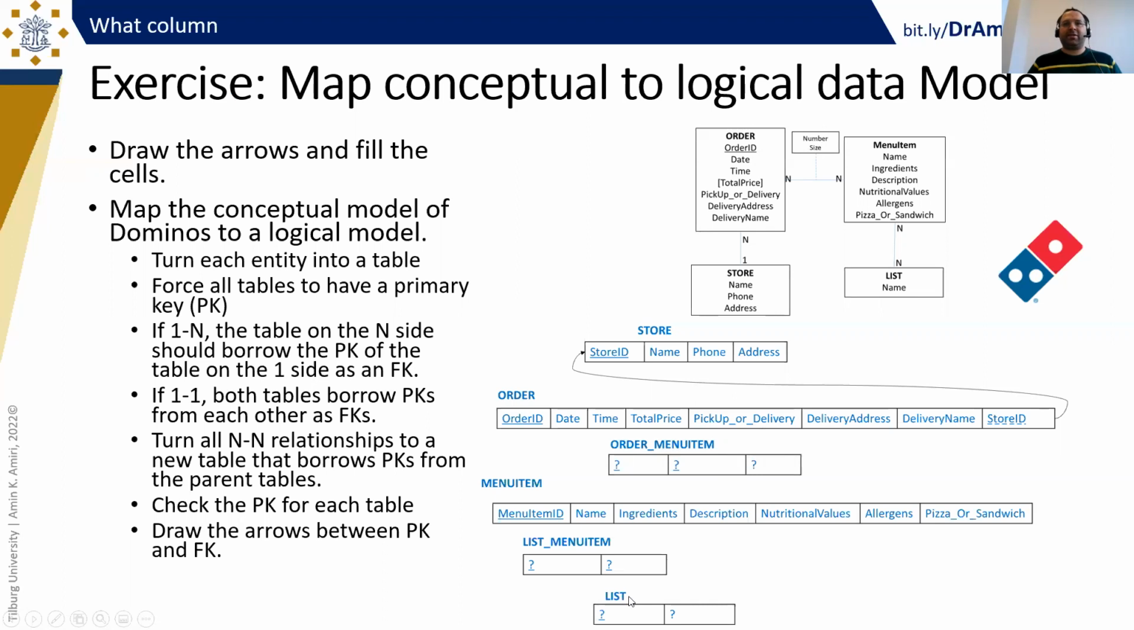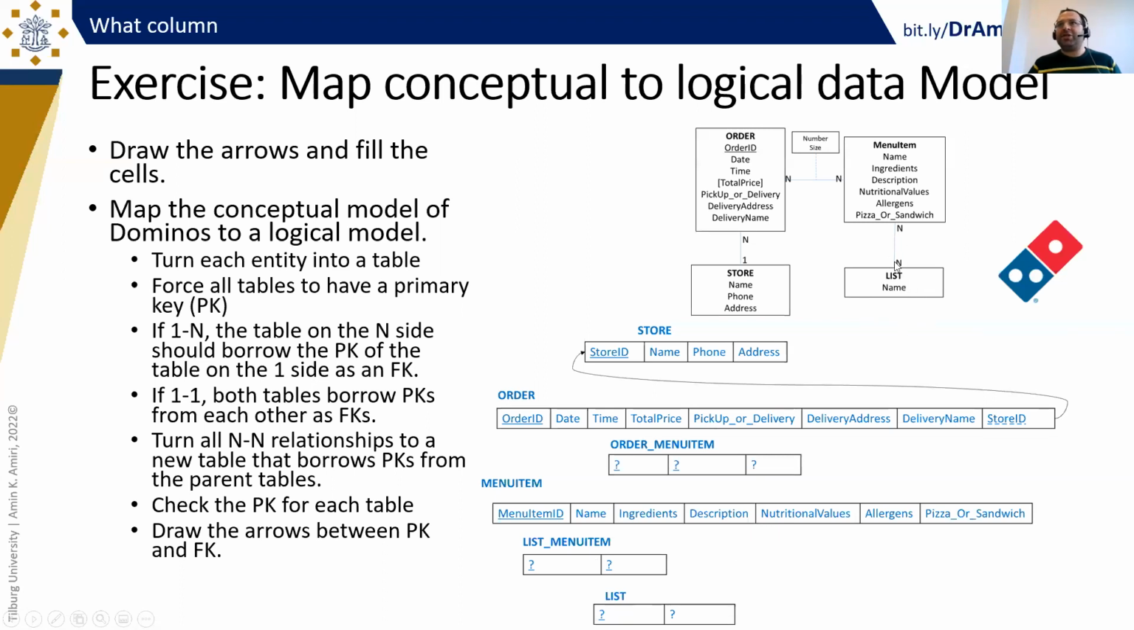What do you do for list? What should I put here in this section as the first attribute of list? Exactly, list ID, list name. It doesn't have an ID, so I force the ID here, list. Then I have a list, I have a name here, I put name here. Good.